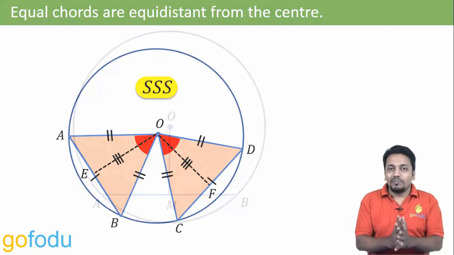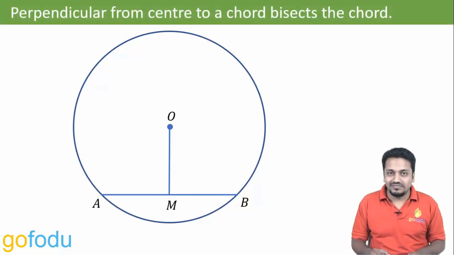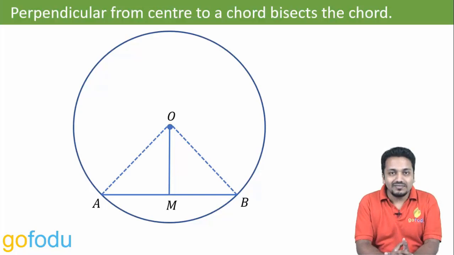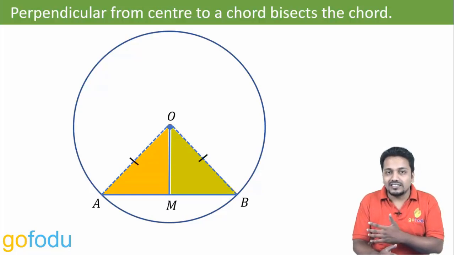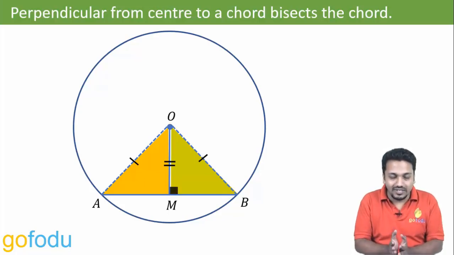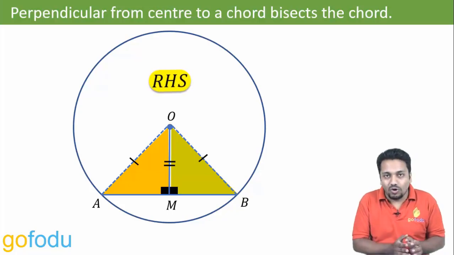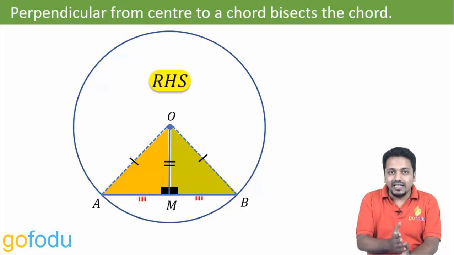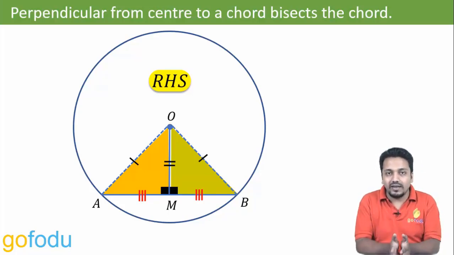Next, a perpendicular from the center to a chord bisects the chord. Again, join the radii. This basic construction will be used again and again. In these triangles, the two radii sides are equal. One side is common and the line dropped is perpendicular. The triangles are right triangles. So by RHS congruency, we can say AM is equal to MB. And the chord is bisected at M.